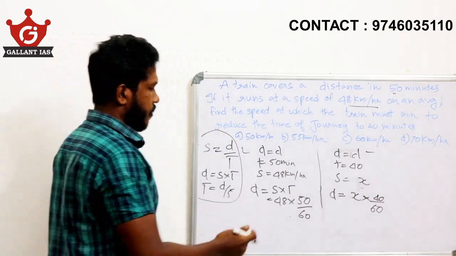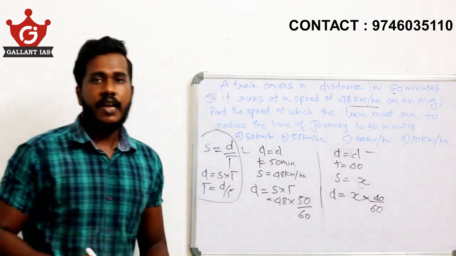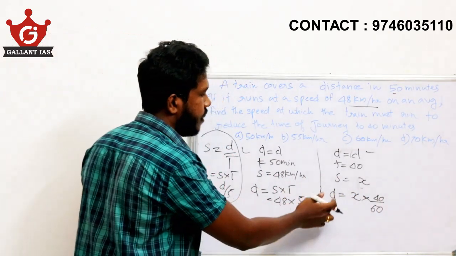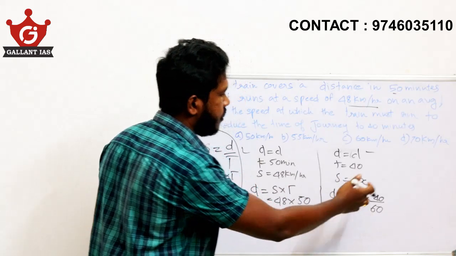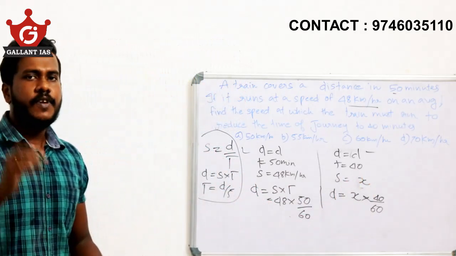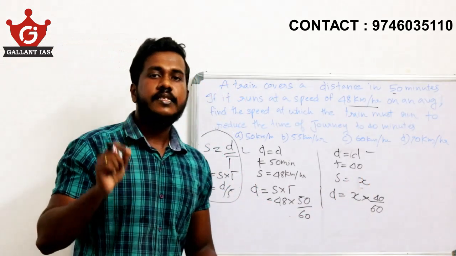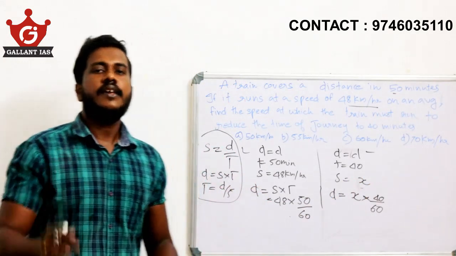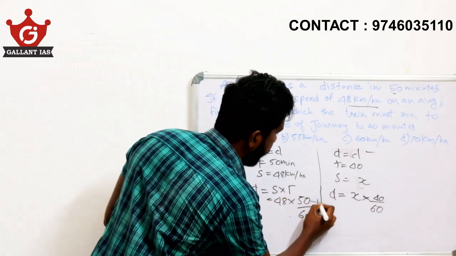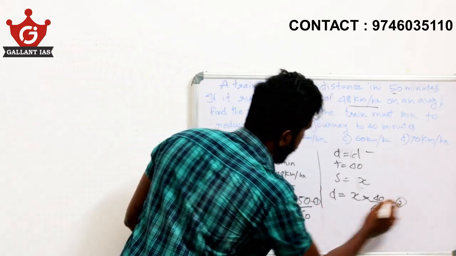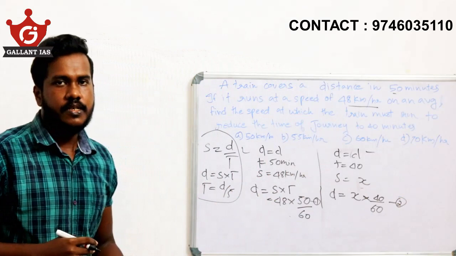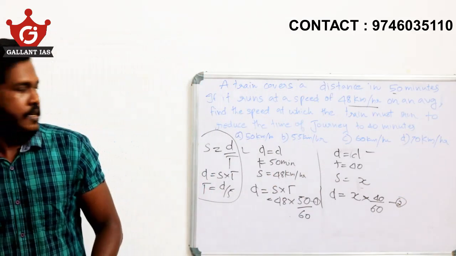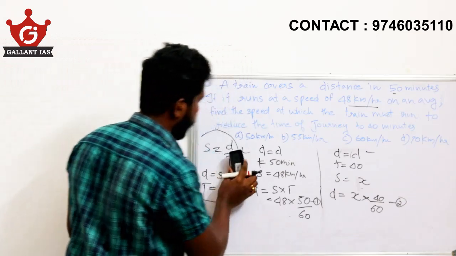Okay. So in both the cases, we got the value of D. In the first case, D is 48 into 50 by 60. In the second case, the D value is X into 40 by 60. We know that the train is taking the same distance in both the cases, right? So we can equate the D values. That means let this be equation 1 and this be equation 2, we can equate both the equations 1 and 2. Okay, now let's do that.